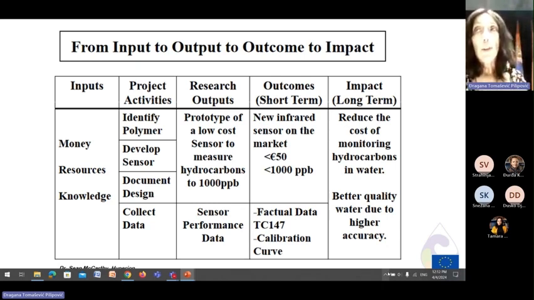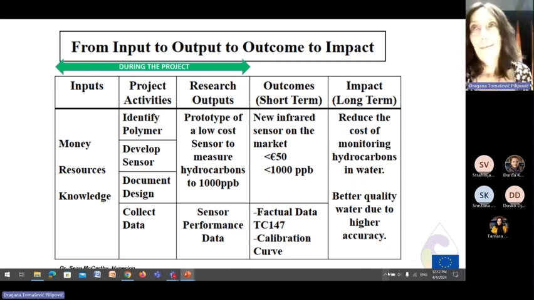Then you have the research outputs, which are the results, right? Prototype of low-cost sensor to measure hydrocarbons, and some performance data. This is what you have at the end of the project. These are your results, right? If the project finishes here and nothing else is done, it's useless. So you need someone that comes after the project, right?